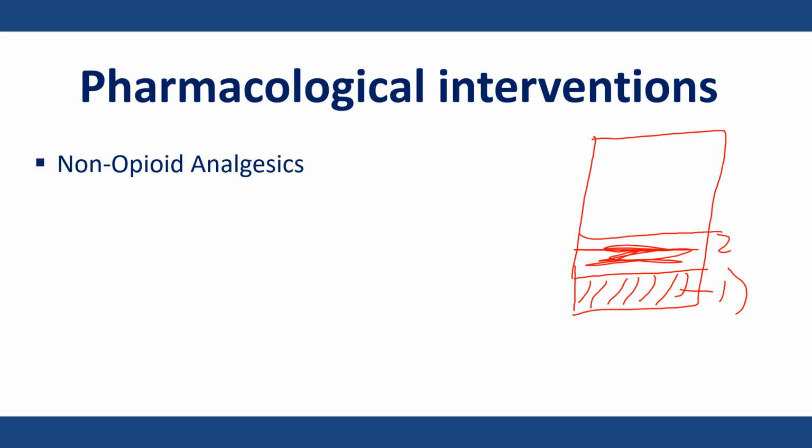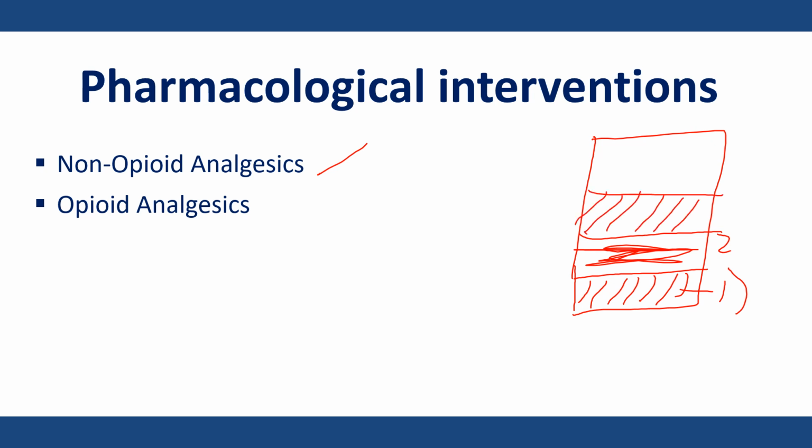Non-opioids are most of the time over-the-counter medications such as acetaminophen, Tylenol, aspirin, NSAIDs such as Advil, Motrin, and so forth. Then if the pain is not getting better, the third step would be opioids. So these are controlled drugs, narcotics, examples: morphine, codeine, hydrocodone, and so forth.